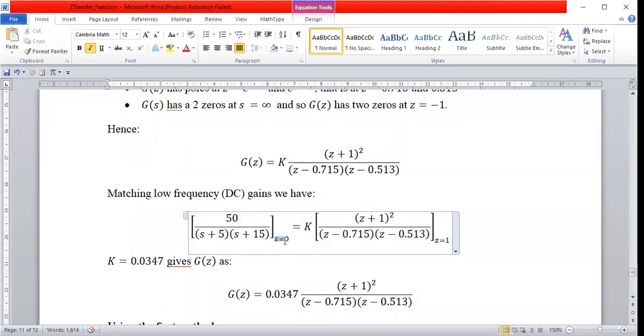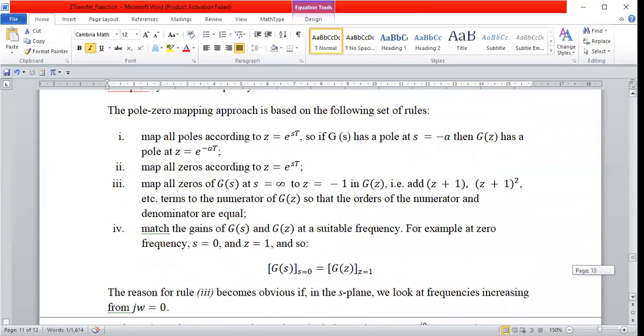The reason why we are doing this is because I skipped through the rules. The rule says that in order to get the gain, you should evaluate G of S at S is equal to 0, and you should evaluate G of Z at Z is equal to 1. So that's why we are doing this, to get the gain.